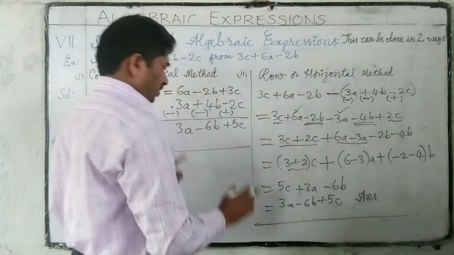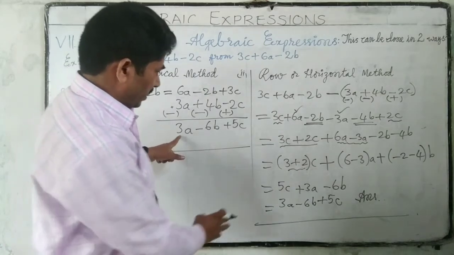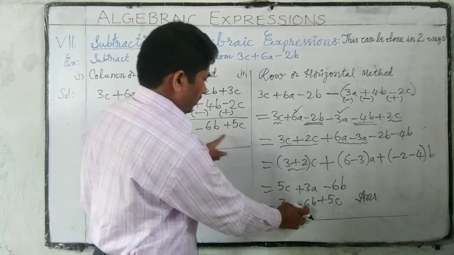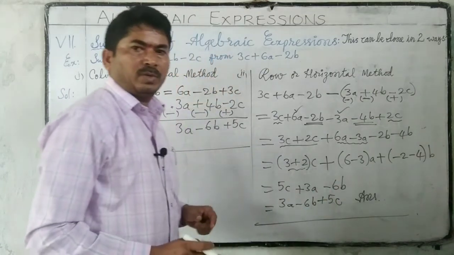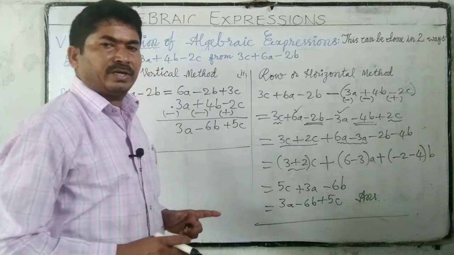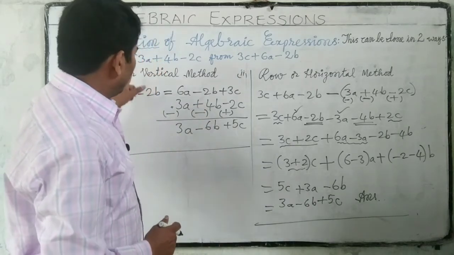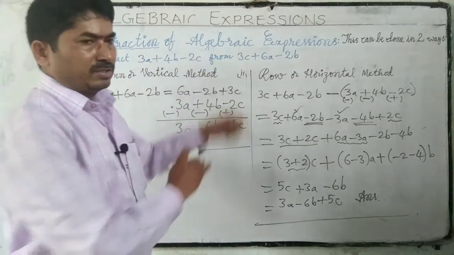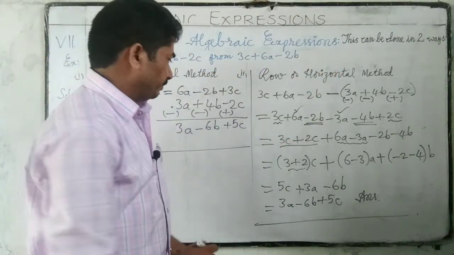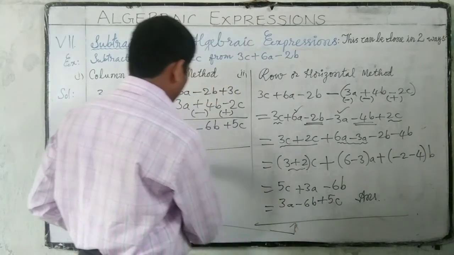If we observe these two answers, 3a minus 6b plus 5c, we got the same answer. In both the methods, we got the same answers. So this is the vertical method, this is the horizontal method, whichever is easy, you may follow that method.